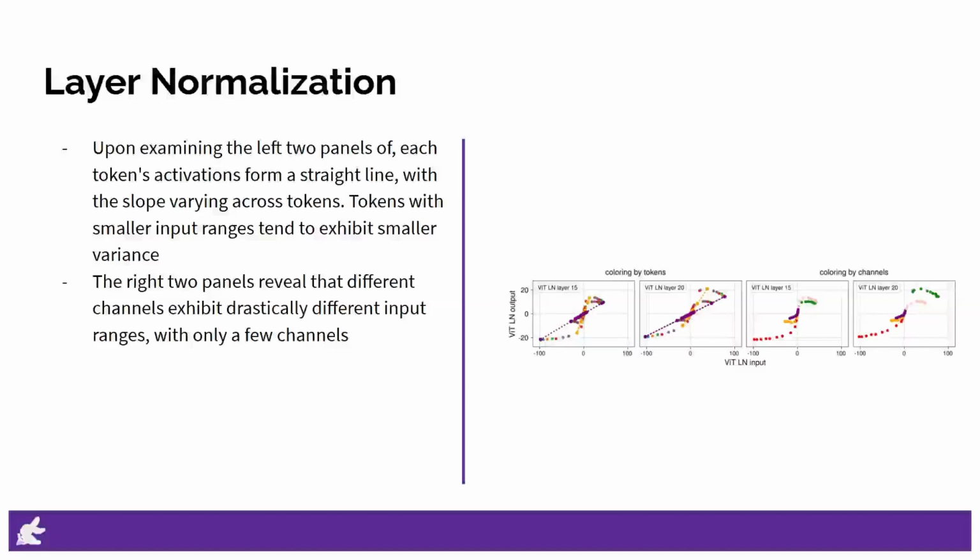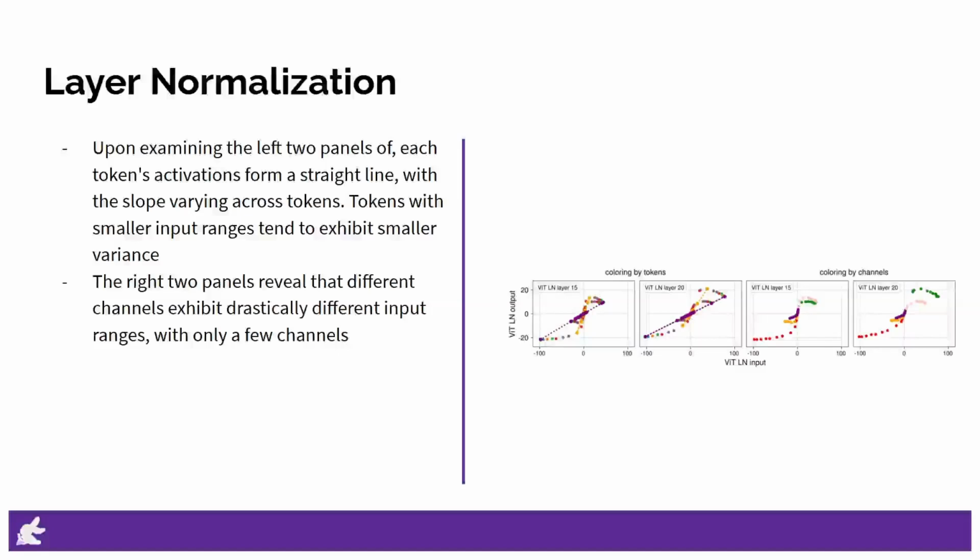In contrast, the right two panels reveal that different channels exhibit drastically different input ranges, with only a few channels, e.g., red, green, and pink, displaying large extreme values. These channels are subjected to the most pronounced squashing by the normalization layer.